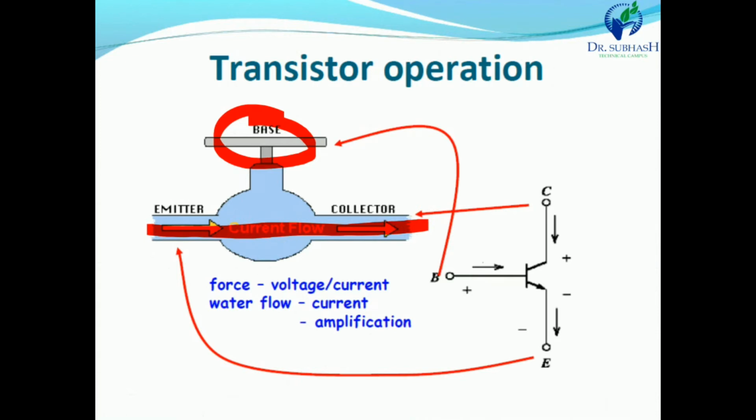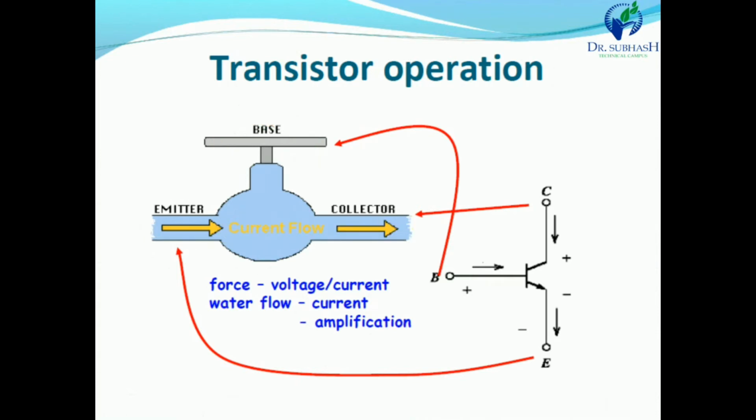According to the base current, this flow of current is changed. So we know about the current control device. And about the current control device, all BJTs, NPN and PNP both, are current control devices. Now force is nothing but voltage divided by current.